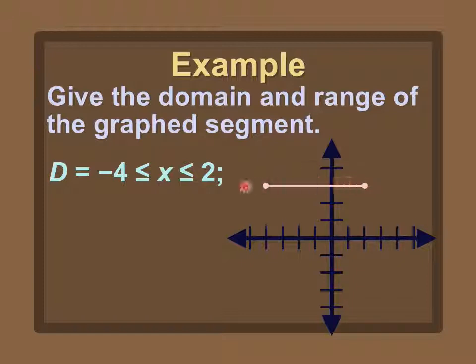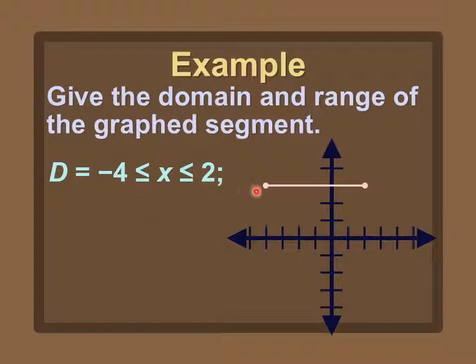So instead of listing all of those numbers for your domain, we'll write it as an inequality. We'll say that x has to be greater than or equal to negative 4, right? But it has to be less than or equal to 2, right? It can't be bigger than 2, but it has to be bigger than negative 4. So let's look at how it's read. D is equal to negative 4 is less than or equal to x, which is less than or equal to 2.